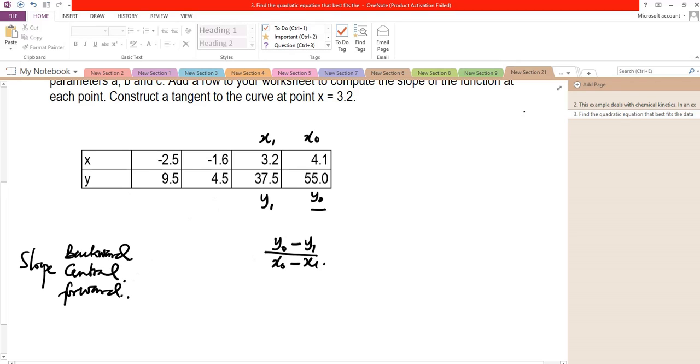Now for the forward slope, you're assuming here is your y0, here is your y1, here is your x0, here is your x1. So the forward slope will be y1 minus y0 all over x1 minus x0. Now let me just clean this whole thing.